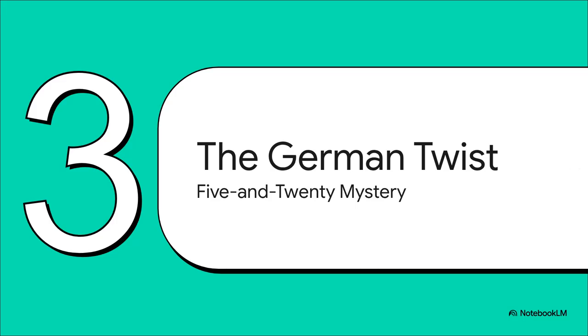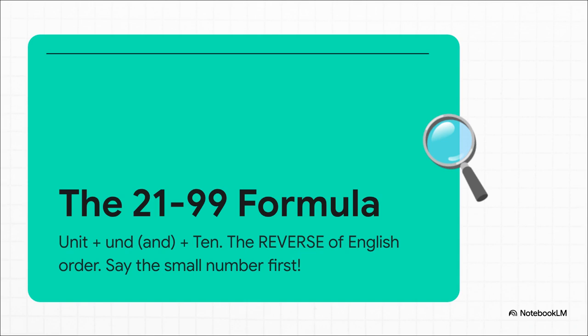Okay, we've laid all the groundwork. We've got our basic numbers, we've got our patterns for the teens and the tens. Now it's time. Let's solve the 5 and 20 mystery we started with. This is the famous German twist. So here it is, the master key.